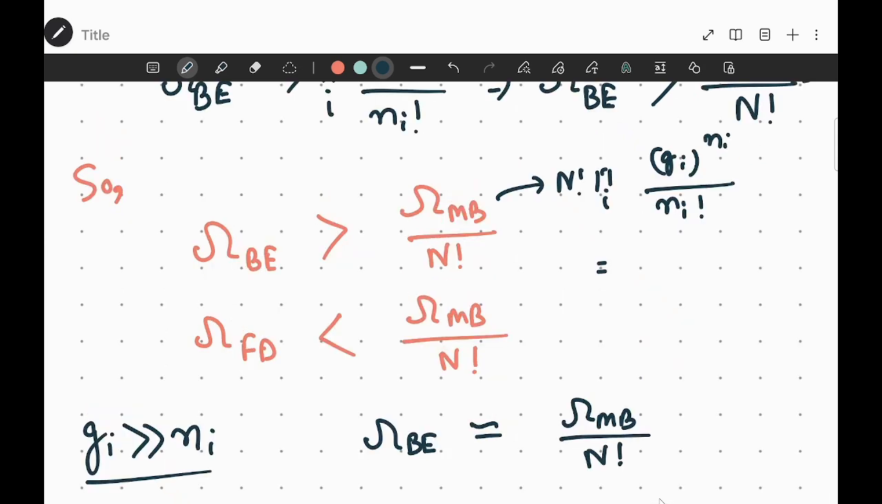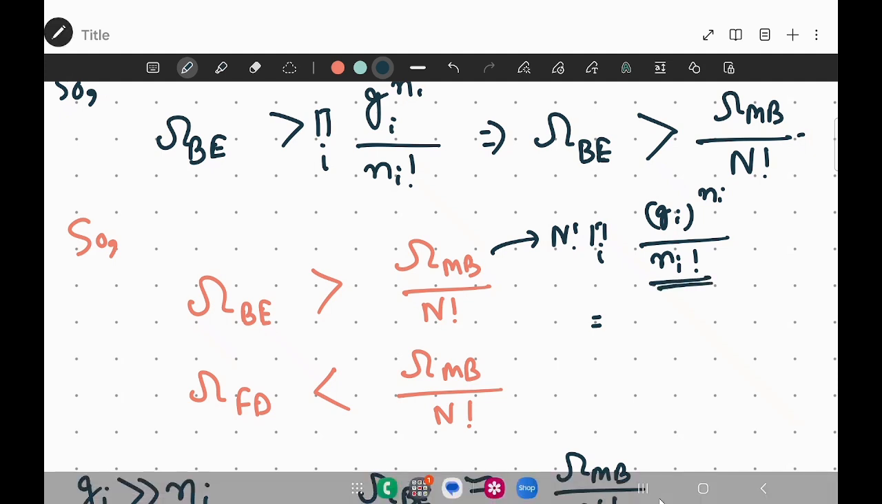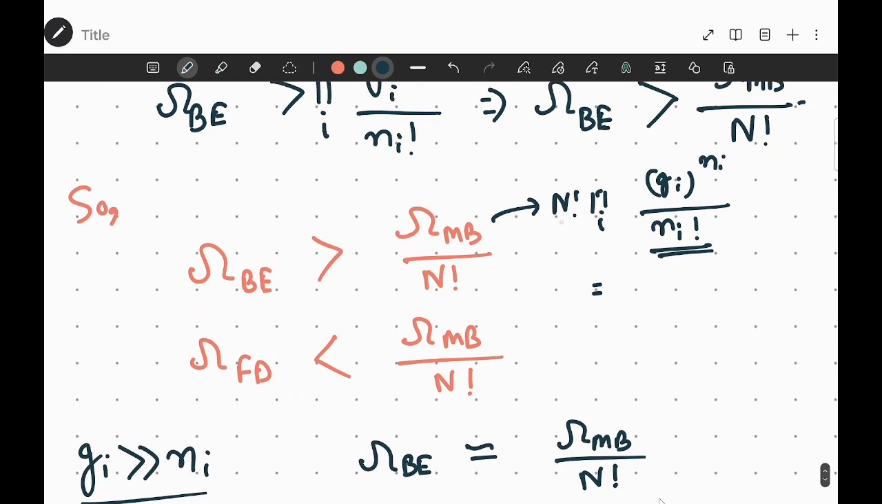So Gi is huge, like you can consider 100 to the power 2. But here you can't ignore the power Ni. That you can't ignore. In the denominator there is 1 by Ni factorial, but here is also n factorial. That n factorial is also there, but we are considering this divided by n factorial. So just we have to take this. You can see as Ni is very small, a huge number to the power of some very small number, you can write it as 1 by Ni factorial.